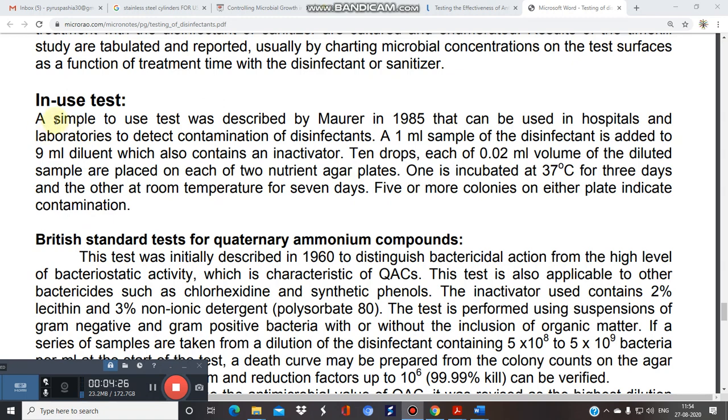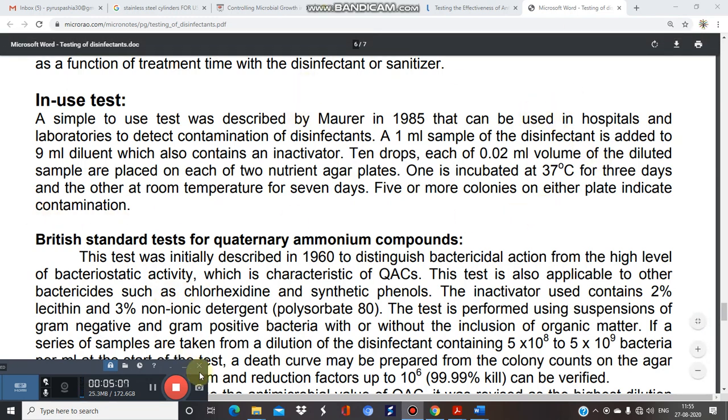See again. So the in-use test is a simple test described by Maurer in 1985. It can be used in hospitals and laboratories to detect contamination of disinfectants. Again, in this test, 1 ml of sample of disinfectant is added to the 9 ml diluent, which also contains an inactivator. Then 10 drops, that means amounting to 0.02 ml of the diluted sample, are placed on two nutrient agar plates. And one plate is incubated at 37 degrees Celsius for 3 days, whereas the other plate is incubated for at least 7 days at the ordinary, or you can say room temperature. If 5 or more colonies appear on the plate, that indicates the contamination.